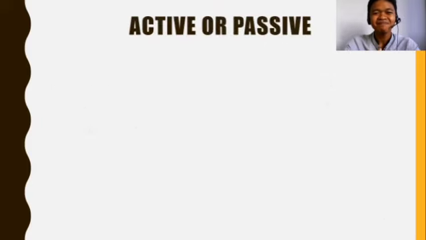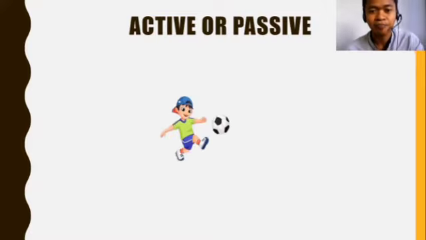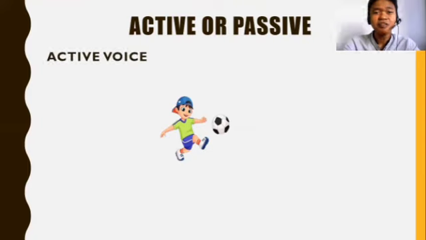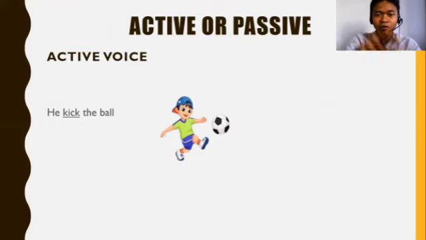Okay, next. Let's have a look at active and passive. I will divide it into two groups to understand what is active and what is passive, but we are focusing on the passive. Let's have a look at the picture here. There is a boy who is kicking the ball. In active, we will say he kicked the ball. From the active sentence, we are focusing on the subject who kicked the ball, the subject and the verb.